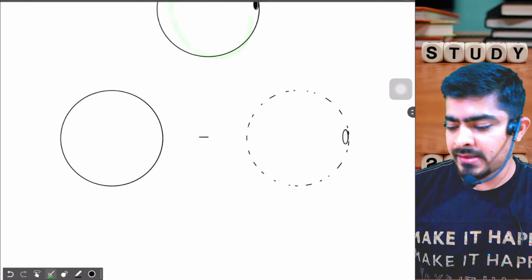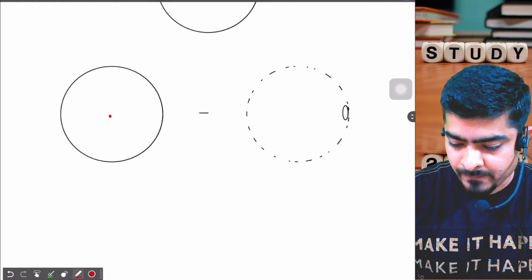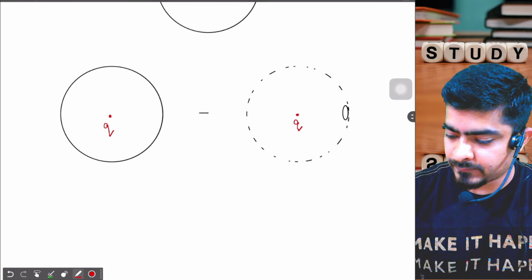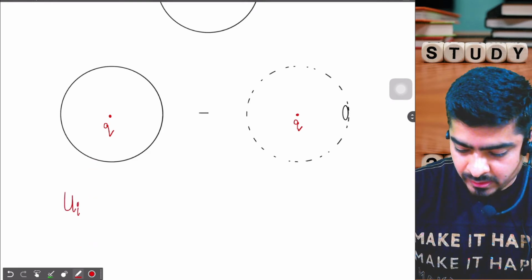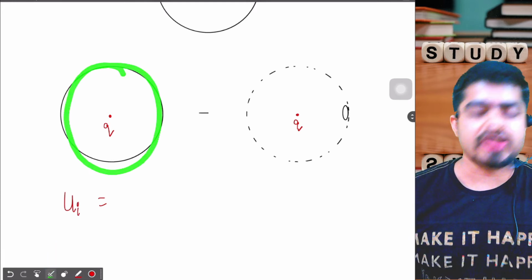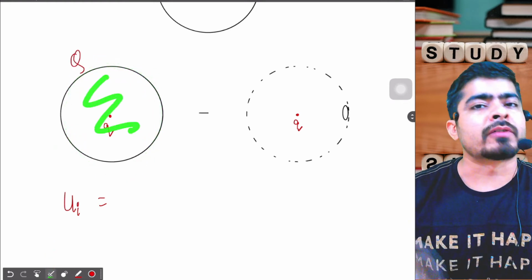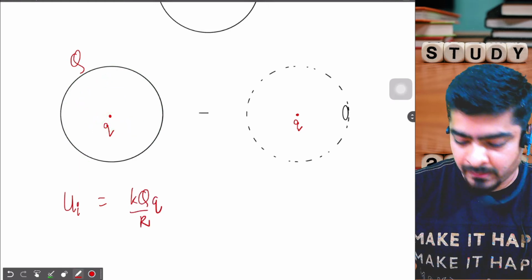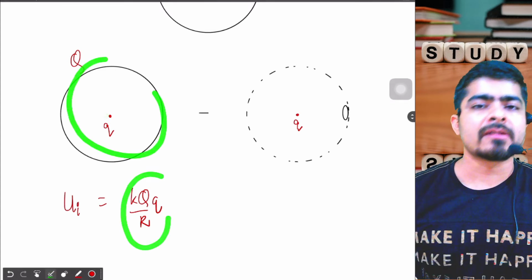So in this situation, we can find the initial potential energy of the charge q kept at the center. Okay, so the initial potential energy Ui of the charge will be how much? What is the energy due to the complete shell? So the shell has charge capital Q, and inside the shell the potential is kQ by R. So potential is kQ by R multiplied by small q. This is the energy due to the complete sphere.